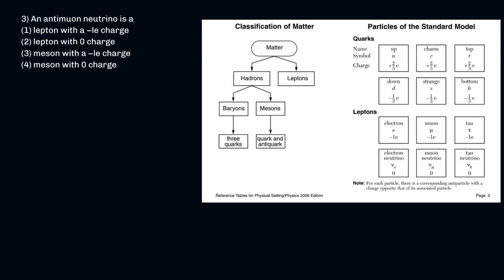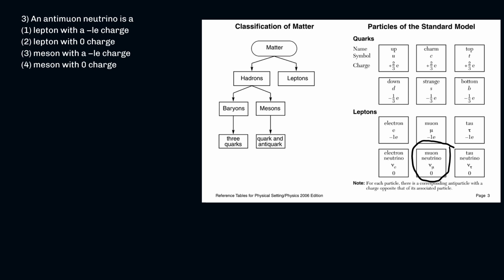Alright, so I'm looking for anti-muon neutrino. What I can see on the reference table, if I look here at the particles of the standard model, I can find the muon neutrino if I circle this here. That is going to be a charge of 0, but it's telling me that we have an anti-muon neutrino. So what's an anti-particle? It says right directly below that, note for each particle, there is a corresponding anti-particle with a charge opposite that of its associated particle. So for 0, opposite of 0 is going to be 0.